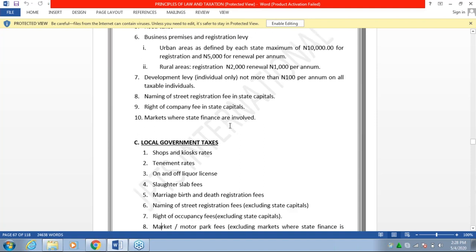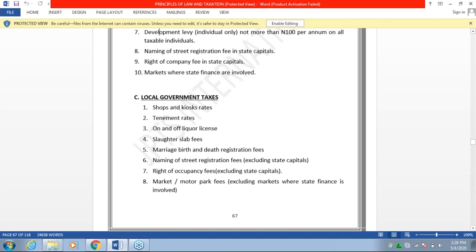Then another one is local government tax. When we talk of the local government tax, they are the taxes that can be collected by the local government. However, the types of those taxes are the shops and the kiosks. We have the shop and the kiosk rate. We have the tenement rate. We have on and off liquor license. That is where they are producing the local liquor or wine.